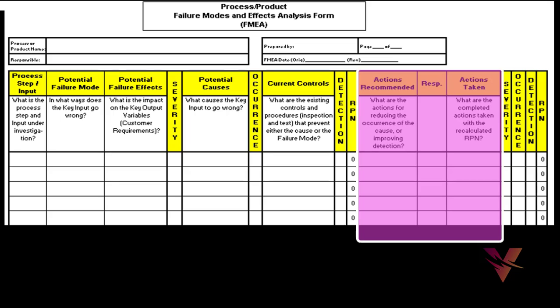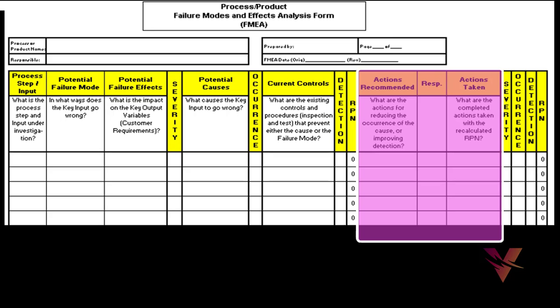In the next section, we have identified the failure and we have also identified the reasons for that failure. Now next is what is the solution which we are implementing to overcome the failure. That will be in the fourth section, that is determine and assess actions. Here actions recommended, response from that action and actions taken to implement the solution.